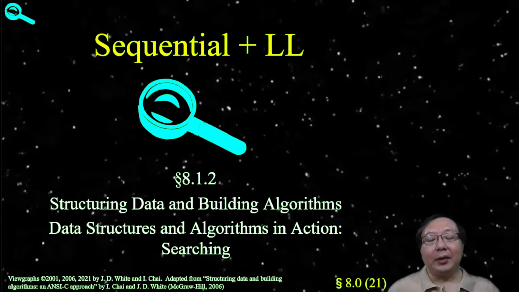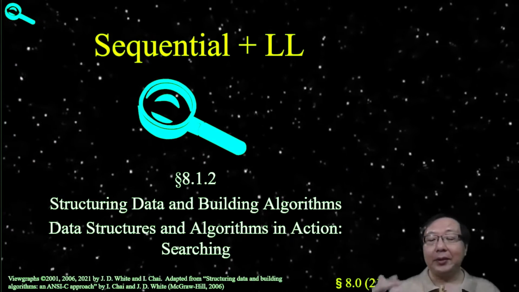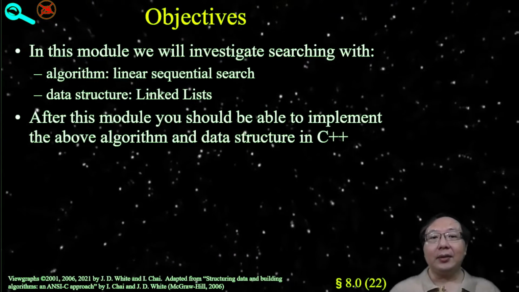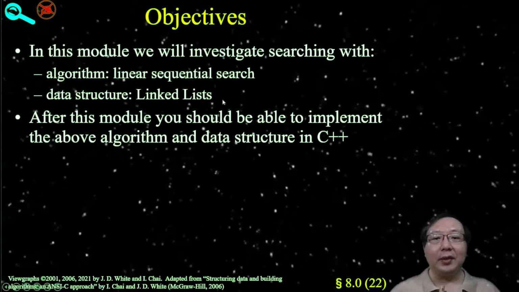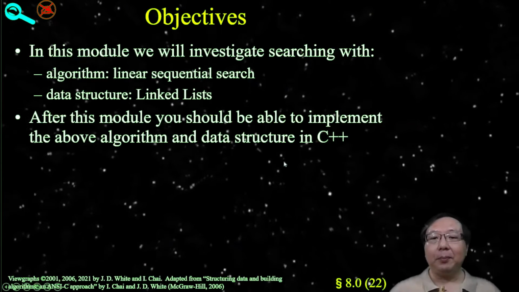Now let's look at the next thing, which is the same sequential search algorithm, but this time we're using linked lists. So we will look at the linear sequential search algorithm. We are using the data structure of linked lists instead of arrays. And at the end of it, you should be able to implement it in C++.